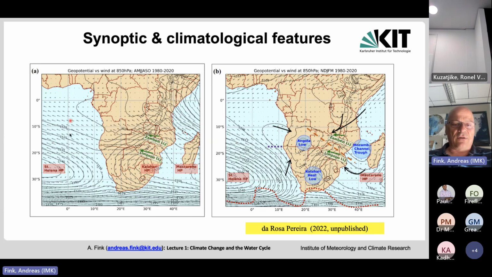Then we have the situation during the dry season. Basically, you see here the St. Helena high has shifted northward. There are no Angola lows, Mozambique Channel trough, and heat low in austral winter. There are still these jets, and they transport moisture, but the moisture is not used in a lot of rainfall over the continent.